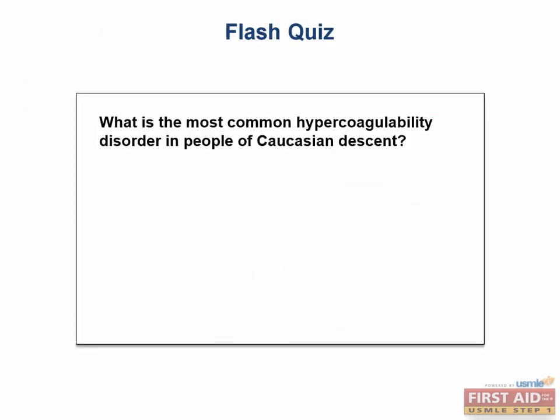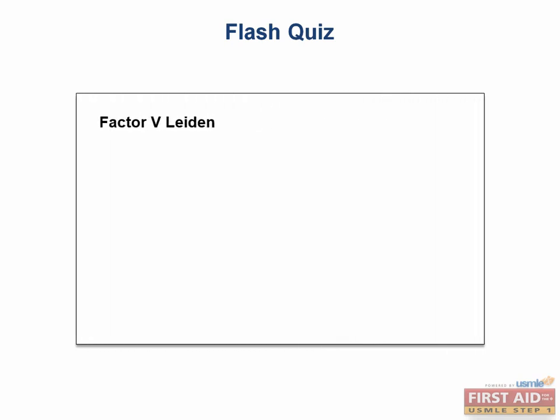Here's a quick flash quiz for us. What is the most common hypercoagulability disorder in people of Caucasian descent? That is factor V Leiden. Some of these most common questions become very important for USMLE writers, and this is one of those. The exam likes to harp on this particular hypercoagulability disorder because 5% of the white population is heterozygous for factor V Leiden, and 1% is homozygous for the mutation.